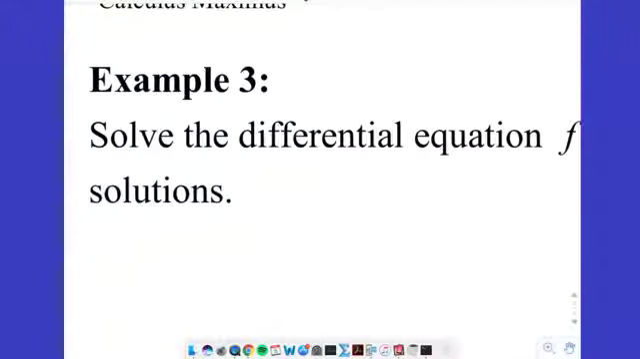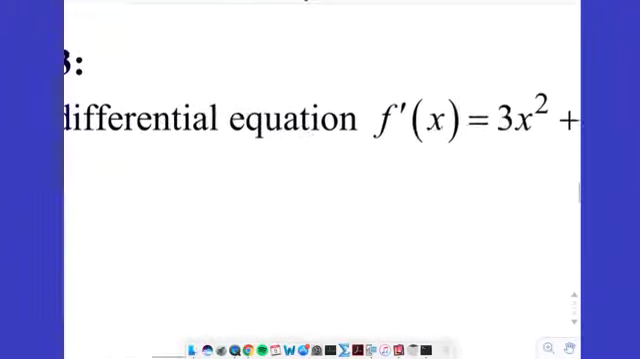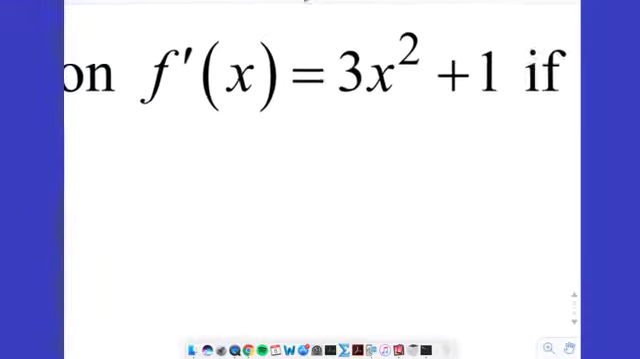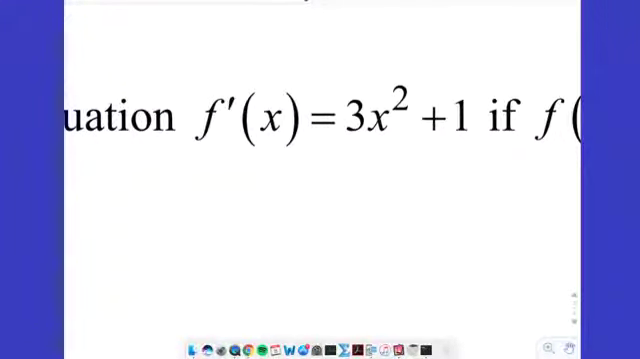So here's example 3. It says to solve the differential equation. And we're given f prime of x equals 3x squared plus 1. So without even them saying, how would you know that's the differential equation? There's an f prime, right? And, of course, an equal sign. It's a differential equation. You are going to be expected to solve differential equations.